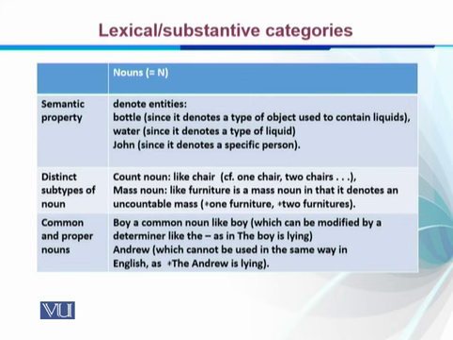We do not say one furniture or two furnitures. It will be incorrect. Similarly, we have a division of common and proper noun. A common noun like boy can be modified by a determiner. For example, boy, the boy. A proper noun cannot be modified. For example, if we have the noun Andrew, we cannot say the Andrew, or make a sentence like the Andrew is lying, whereas we can make a sentence with the common noun: the boy is lying.